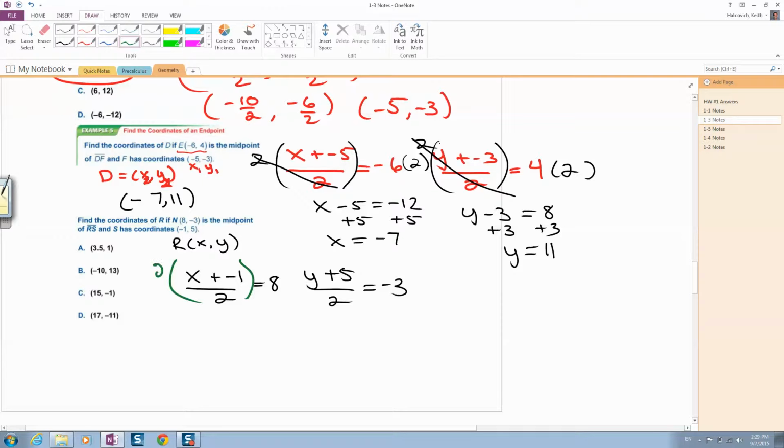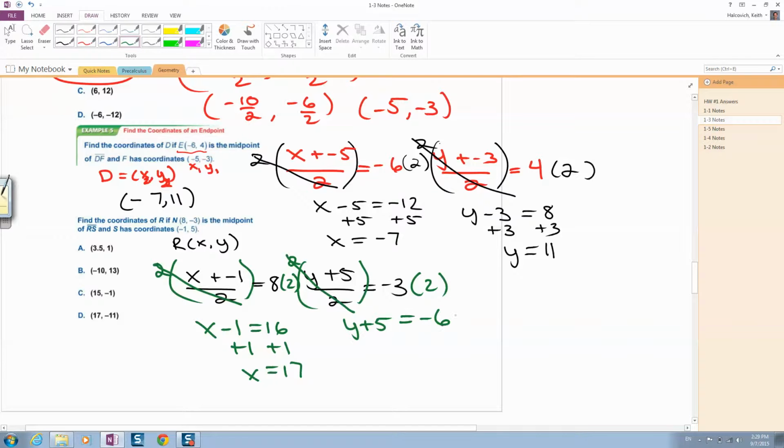So then we multiply by 2. So it's x minus 1 equals 16. Add 1, so x equals 17. Do the same thing over here, multiply by 2. So you get y plus 5 equals negative 6. Subtract 5, and you get y equals negative 11. So the midpoint is 17 and negative 11. Or sorry, the endpoint, not the midpoint.